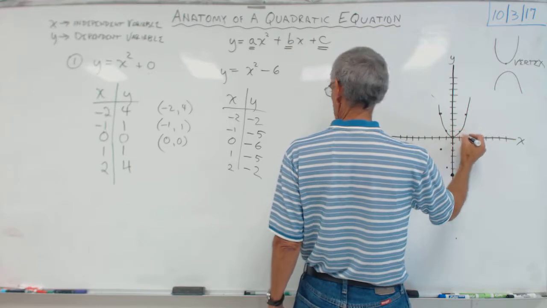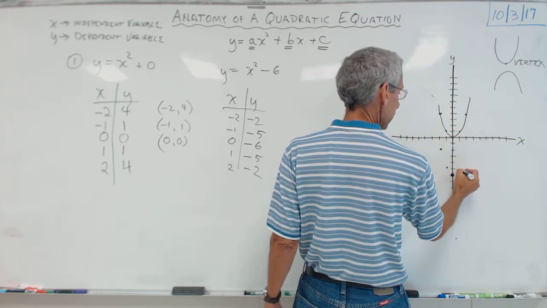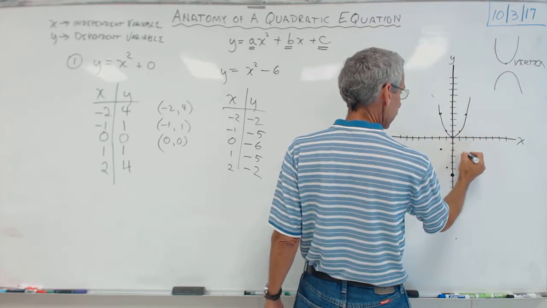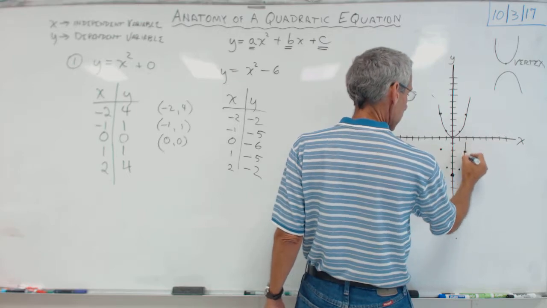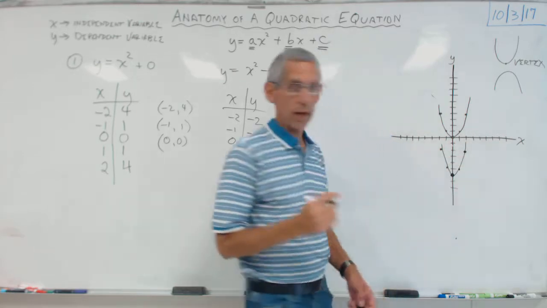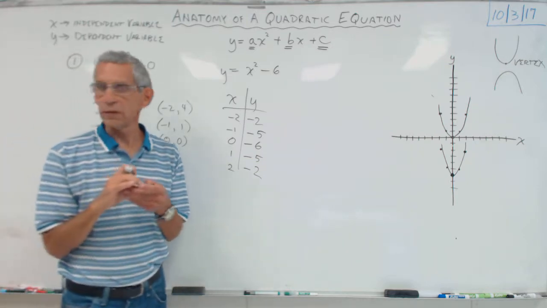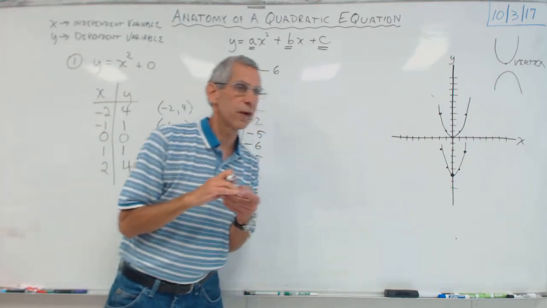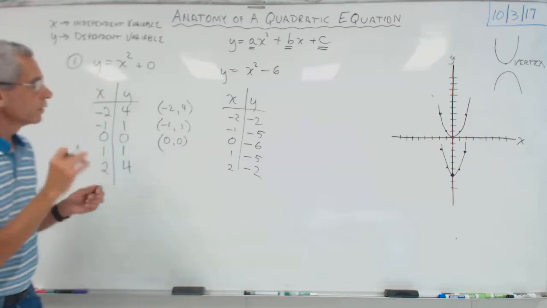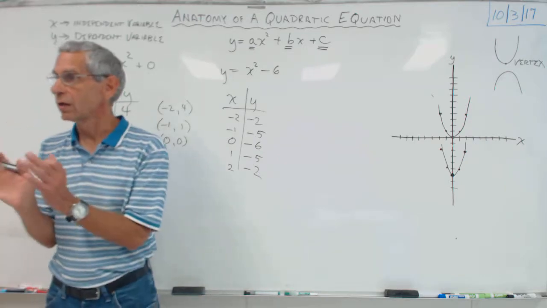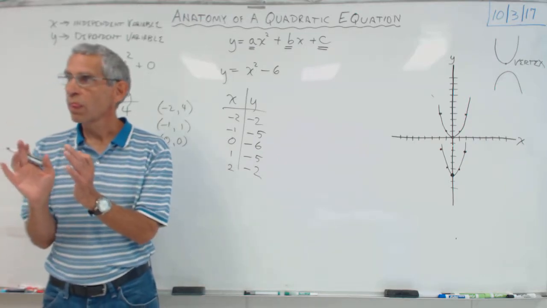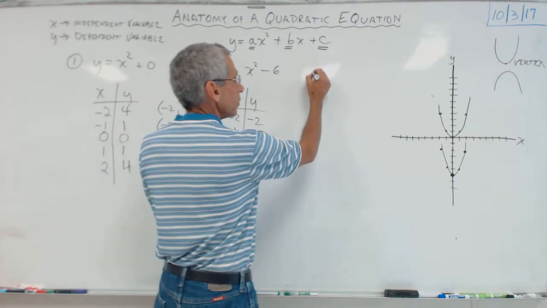0, negative 6; 1, negative 5; and 2, negative 2. Okay? Fist to 5. You guys get this? Make sense? Fist to 5? All right. Now, what if I make it harder? No, Gary, can you not make it harder?